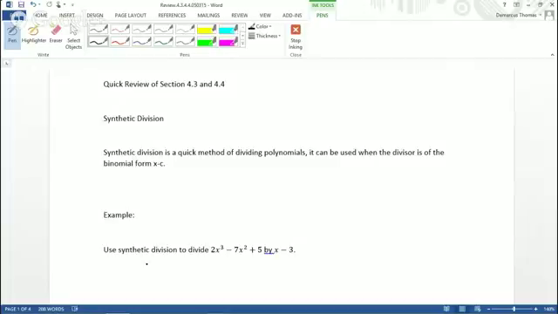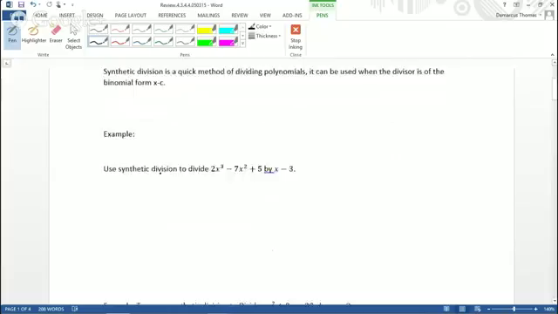This is Mr. Thomas about to review synthetic division, and this came from section 4.3. Synthetic division is a quick method of dividing polynomials. It can be used when the divisor is of the binomial form x minus c, and c is some real number, integer, either a positive or negative whole number.